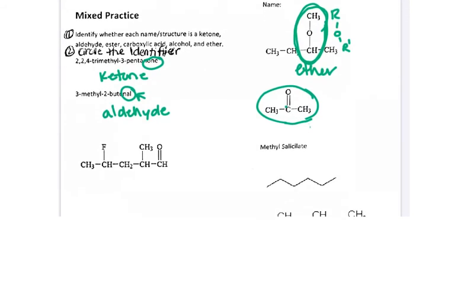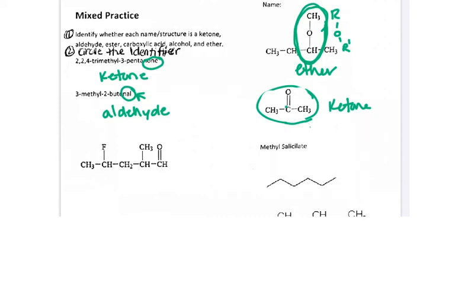And if you remember the difference between a ketone and an aldehyde, the double bonded oxygen would be on the very last or the very first carbon. And since it's not, since it's on a middle carbon, that is a ketone. So that's how you're going to go through and evaluate each of these.